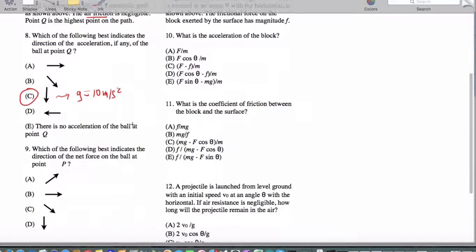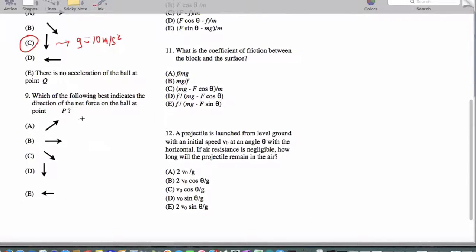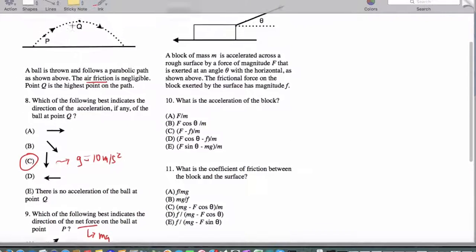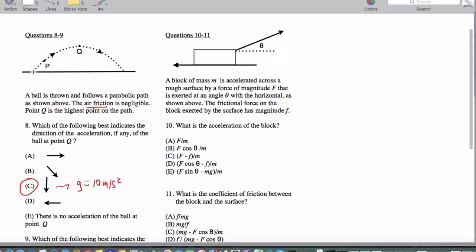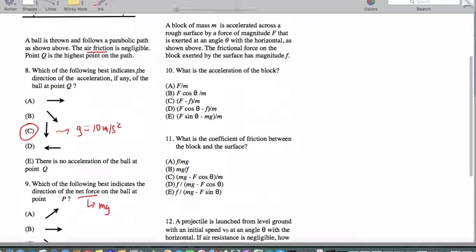At point P, same thing. The only force that acts on the ball is mg, its weight. There's inertia of the ball. It's thrown horizontally, so that speed carries, its inertia carries it forward. But the only force that's actually acting on it is the downward force of gravity.